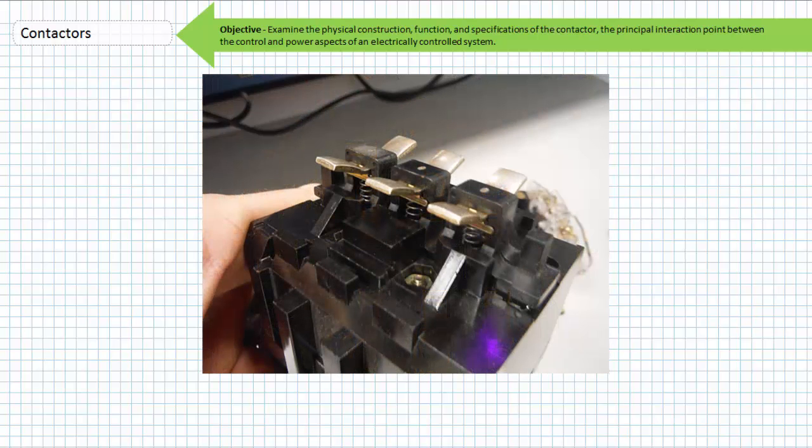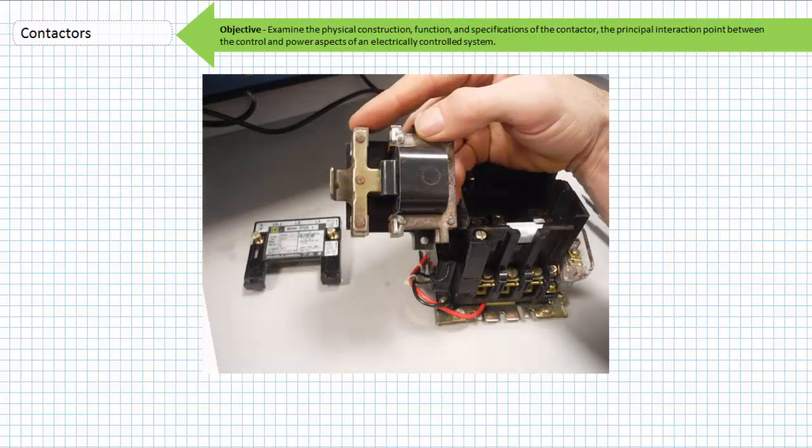If we go back to take a look at the moving set of contacts in the top, notice the springs that cushion the impact upon closing. These springs are designed to minimize contact bounce. If we inspect the armature, we'll find an interesting mechanism. Rather than the armature directly driving the contact carrier linearly, it squeezes a lever mechanism.